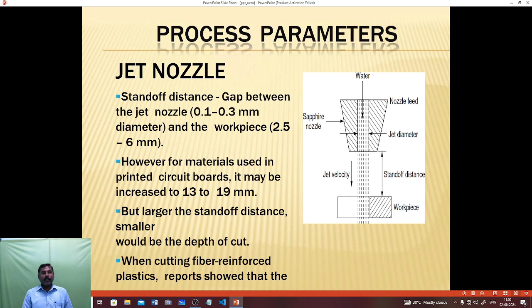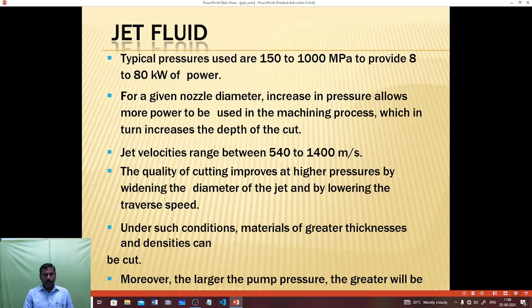Process parameters: the jet nozzle. The standard distance gap between the jet nozzle, 0.1 to 0.3 mm in diameter, and the workpiece is 2.5 to 6 mm. However, for materials used in printed circuit boards, it may be increased to 13 to 19 mm, but the larger the standoff distance, the smaller will be the depth of cut. When cutting fiber reinforced plastic, the typical pressures used are 150 to 1000 megapascal to provide 8 kilowatt of power.